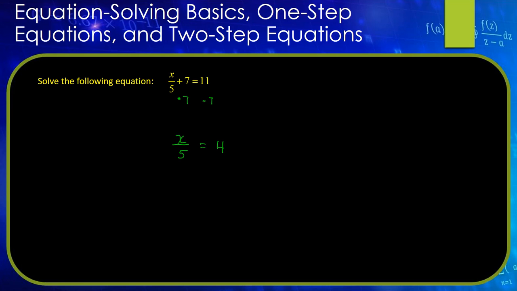Of course, x over 5 is x divided by 5. So to get rid of that, I'm going to multiply both sides by 5. When I do that, on the left-hand side, x is isolated. 4 times 5 does equal 20. So the final answer is x equals 20.